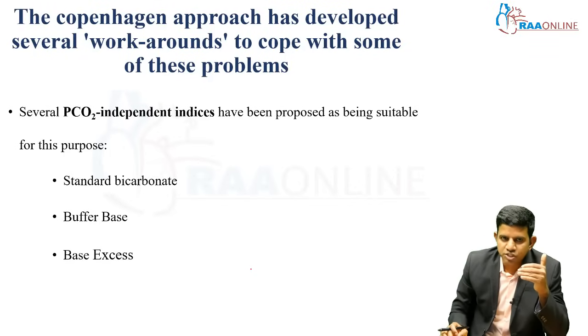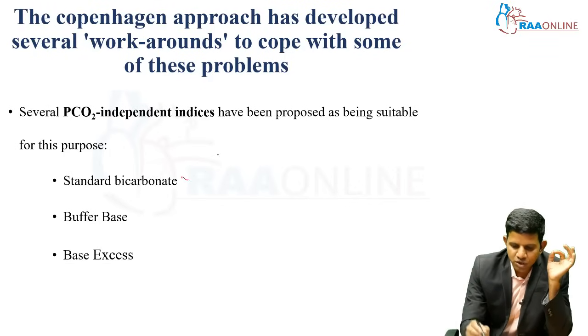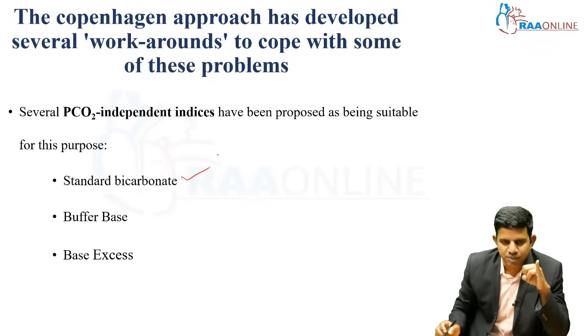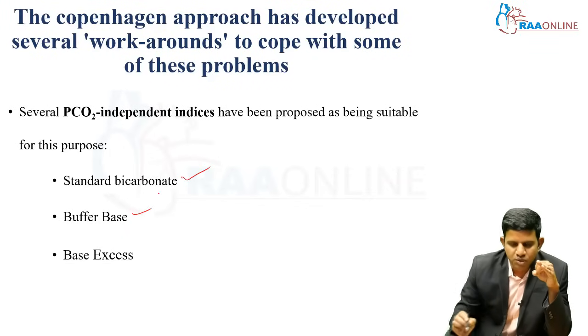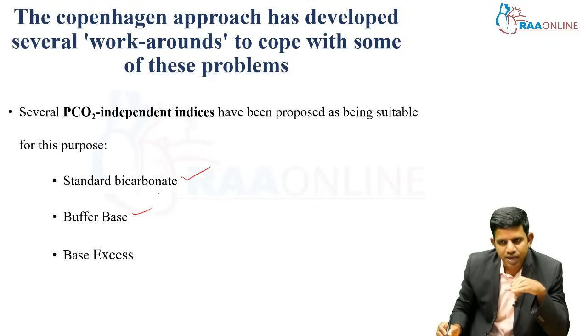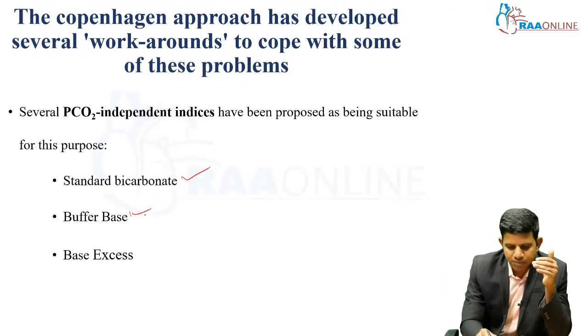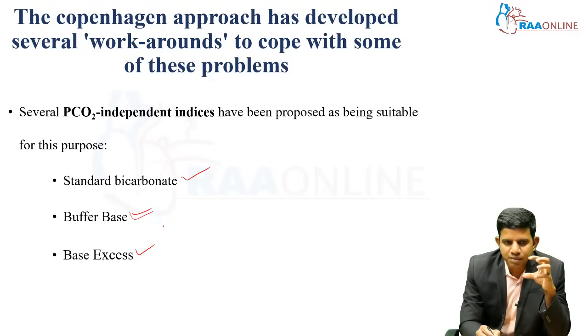This Dutch group initially proposed something called standard bicarbonate to assess the metabolic acid-base disorder. Later, because of some limitations with standard bicarbonate, they introduced something called buffer base. Finally, they found it also has some limitations. Later they proposed the base excess, something called standard base excess, which won't be affected by the PCO2 level.